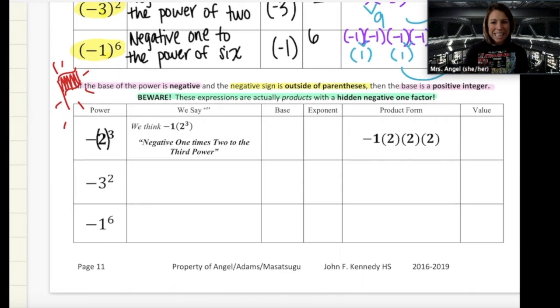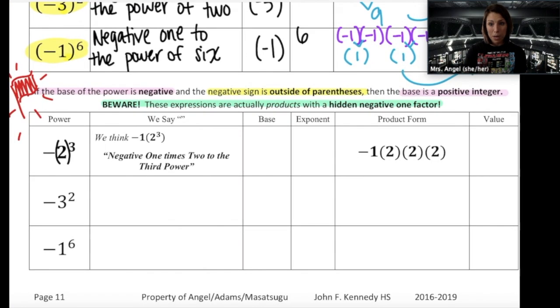So really, here's the weird part, as if this wasn't weird enough already. These are actually not even powers, technically. They're products. This is actually negative 1 times 3 to the second power, negative 1 times 1 to the sixth power. I know, totally weird and crazy. Hopefully, again, red flag, no parentheses, what's going on, right? So in this first one, the base here is actually positive 2. Weird, I know, but pay attention to what the exponent's actually connecting to.